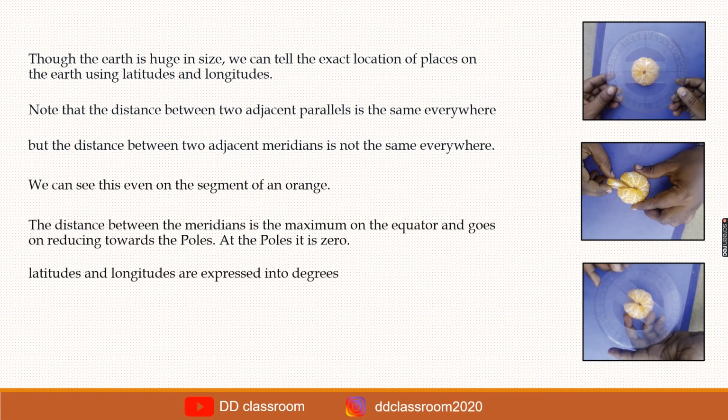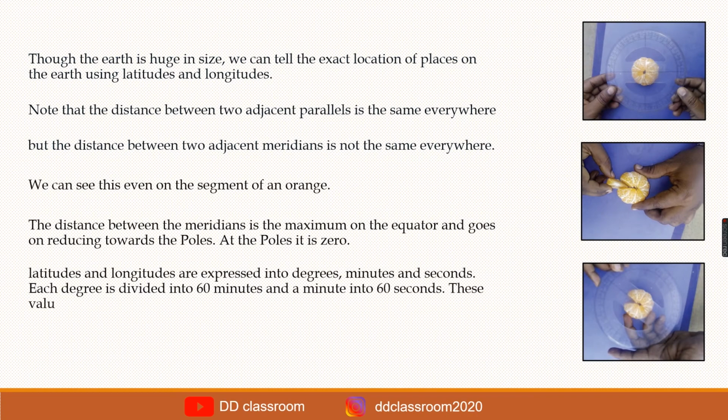Latitudes and longitudes are expressed in degrees, minutes and seconds. Each degree is divided into 60 minutes and a minute into 60 seconds. These values are expressed using the symbols degrees, minutes, seconds.